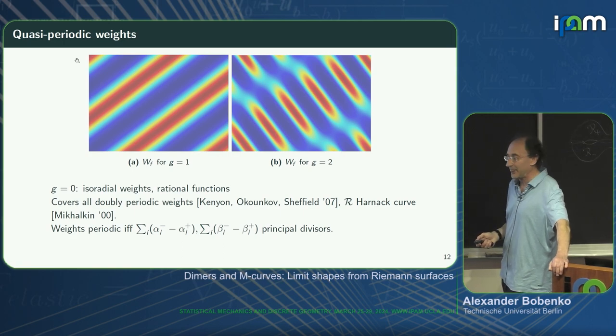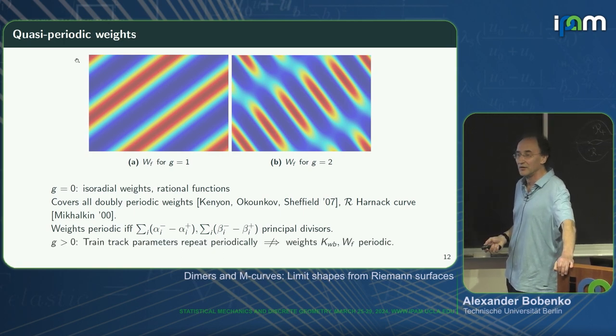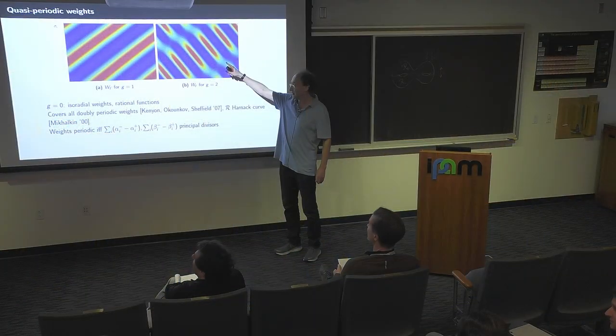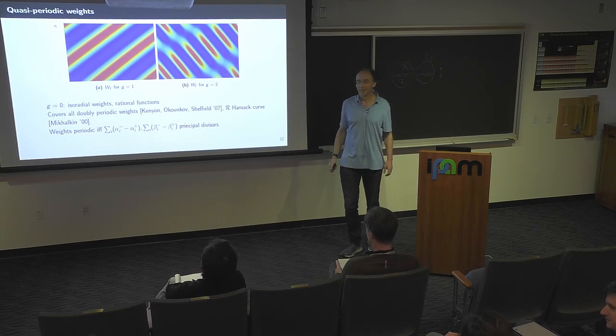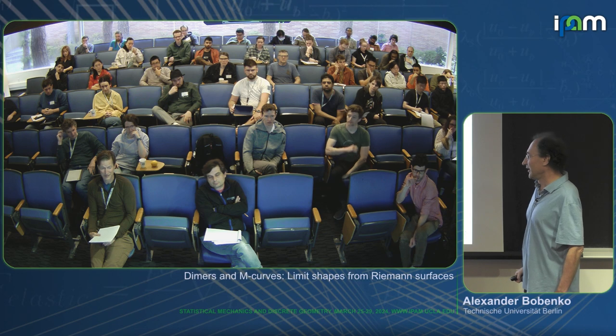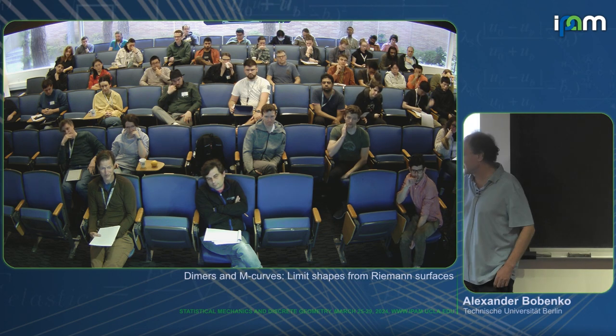So doubly periodic is the same as periodic? Yes, it's just in two directions, so you're on the torus. Periodic means in one direction, and doubly periodic in two. Quasi-periodic means it gets multiplied when you move. Exactly. The graph is always doubly periodic, but the weights are not necessarily doubly periodic. Okay, you see, just a small remark to this.